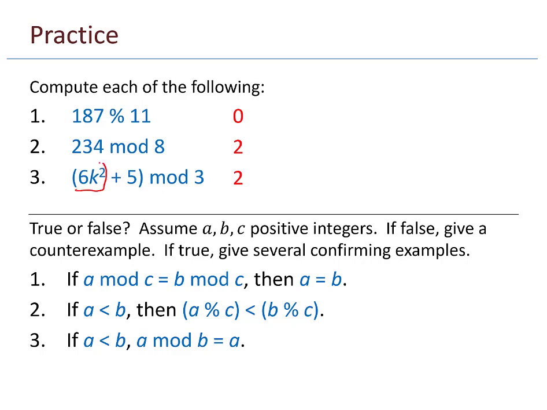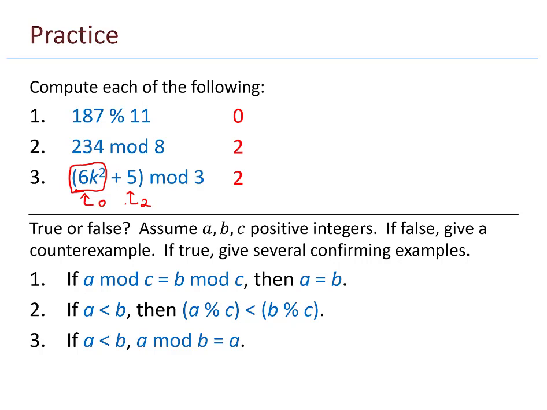Notice that this 6k squared, that thing is a multiple of 6, right? And 6 is a multiple of 3. So in fact, this term by itself is a multiple of 3, so it has a remainder of 0 when you divide by 3. And so consequently, the only thing that really matters in the stuff in parentheses is just the 5. And the 5 leaves the remainder of 2. So you actually can split up an addition and work remainders out separately to get your solution.